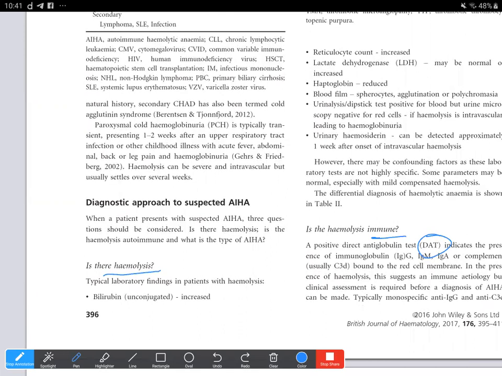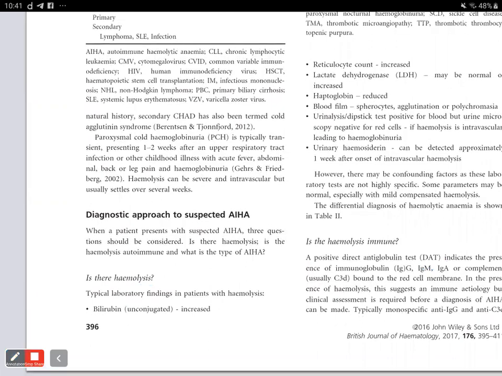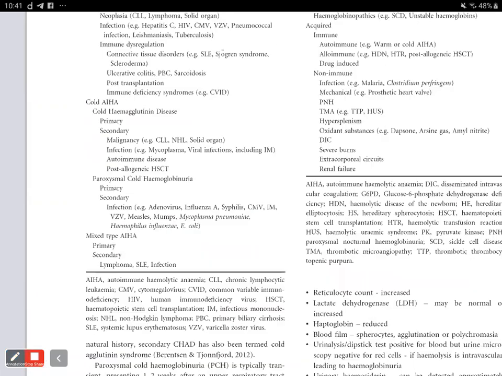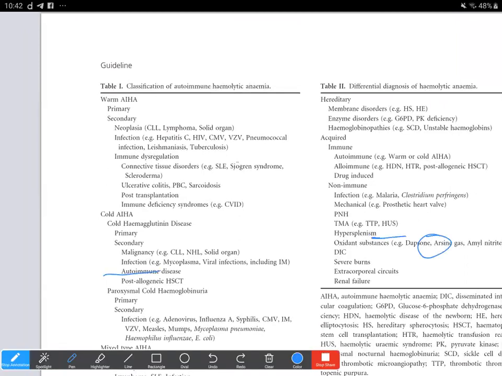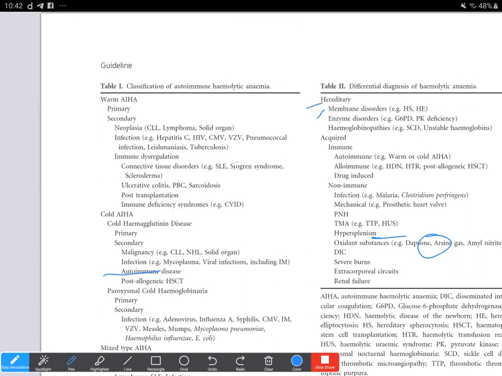Now, since they have already given these causes of hemolysis, it is not only hereditary, where there can be membranopathies, enzymopathies, and hemoglobinopathies. It can also be acquired, in which cases there can be immune and non-immune causes. Most of the immune causes are autoimmune. This is the part which we are going to be discussing.